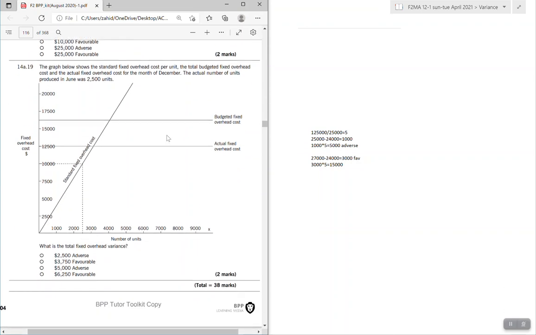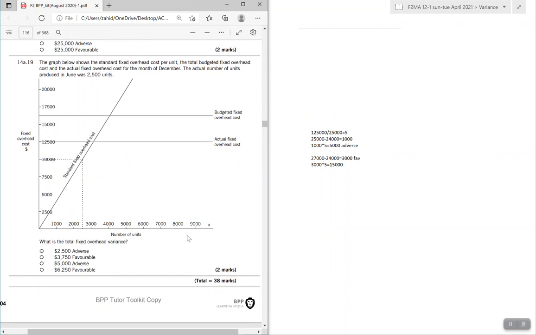Also straightforward. What is the total fixed overhead variance? The graph below shows standard fixed overhead cost per unit, the total budgeted fixed overhead cost, and the actual fixed overhead cost for a month of December. The actual number of units produced in June was 2,500. So what was the fixed overhead variance?